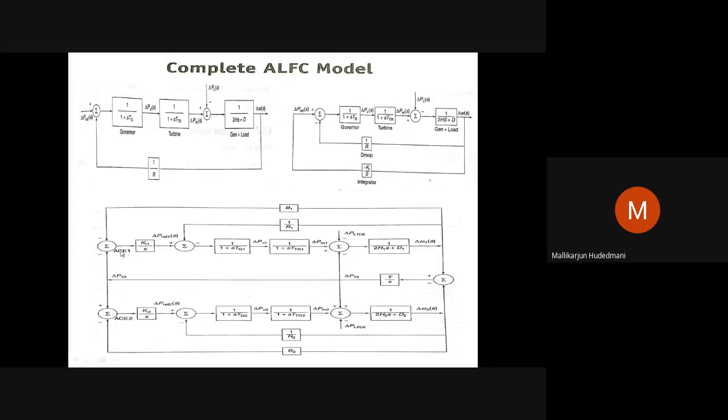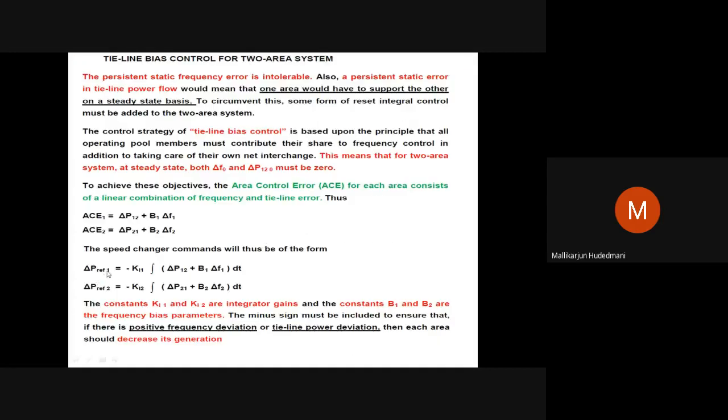This is nothing but ACE being integrated. This ACE, being delta P12 and the feedback path, is integrated as delta Pref1 and delta Pref2 respectively in area 1 and area 2. That is mentioned here. In area 1, the integral of the error with the gain, the integral of this error with the gain, gives the reference. This was not there in the primary control.